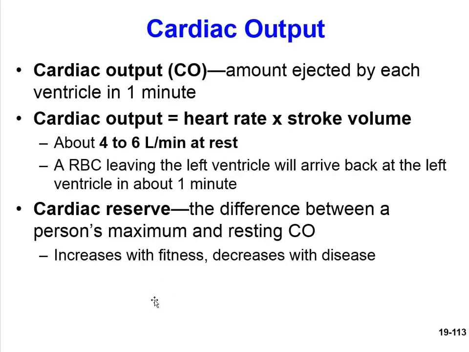Cardiac output is the amount ejected by the heart by each ventricle in 1 minute. You can measure it by heart rate times stroke volume. It's about 4 to 6 liters per minute at rest. And a red blood cell, if you could follow it through the body, would take about a minute before it would arrive back to the heart.